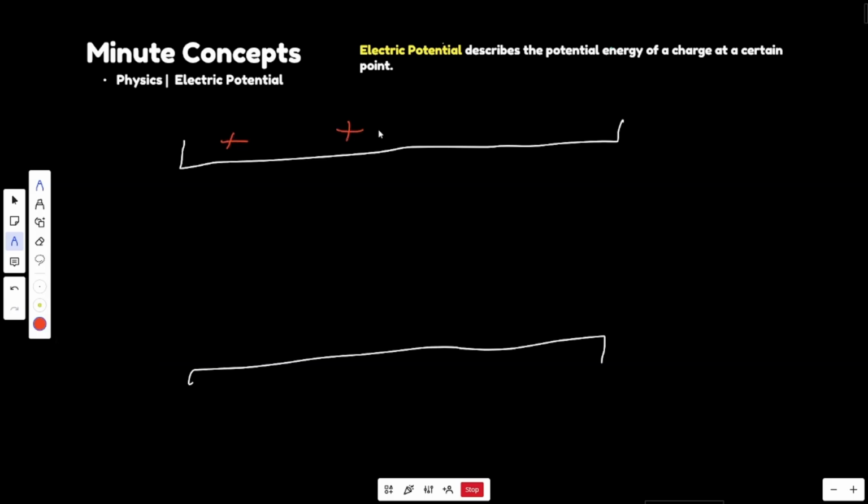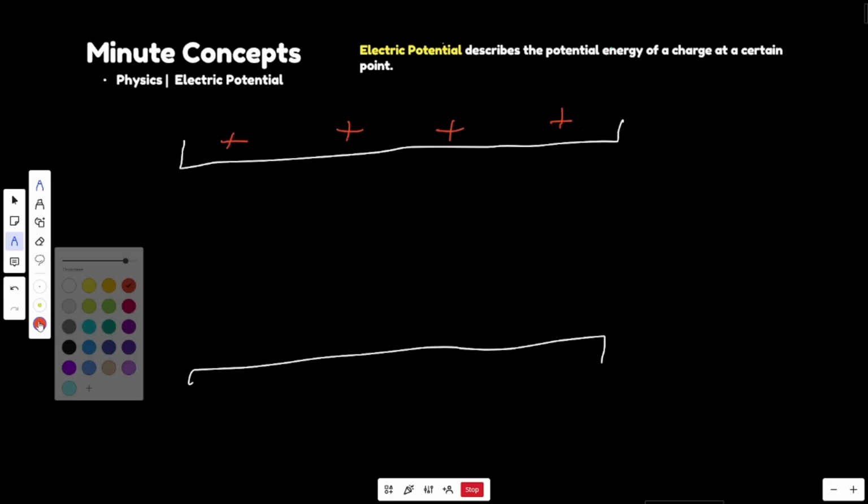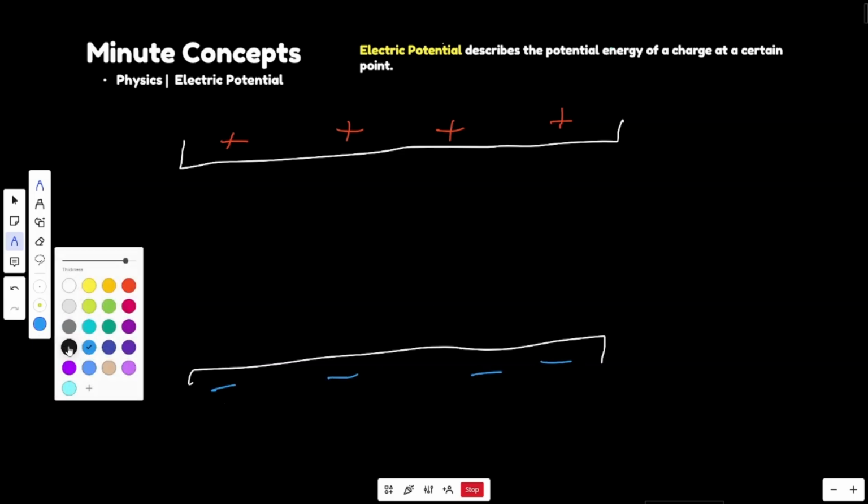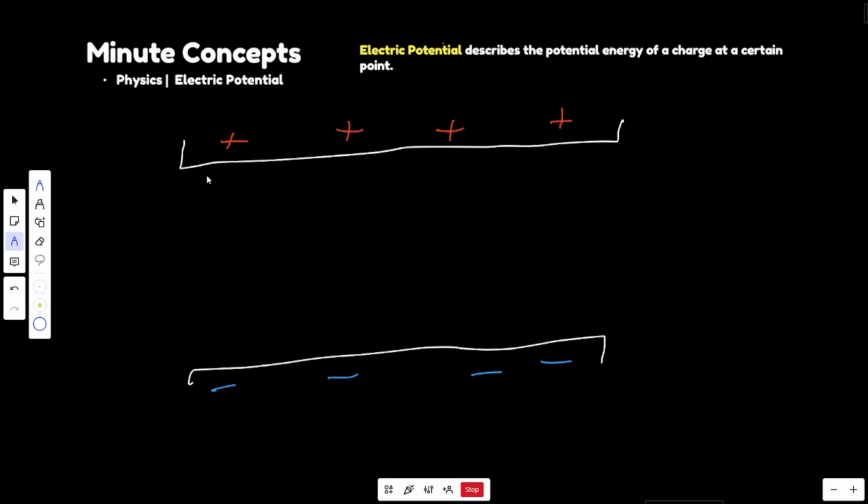So imagine that we have two charged plates. Let's say this side up here and this side here. The upper is going to be positively charged and the lower is going to be negatively charged. We know that electric fields go from positive to negative, so let's just draw a few arrows going this way.